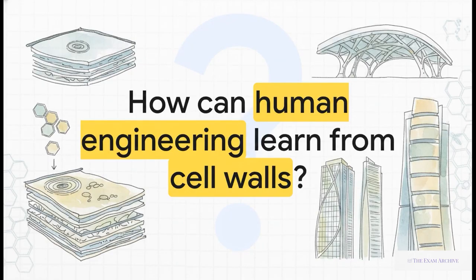As we wrap up this explainer, I really want to leave you with this provocative thought. How might human architecture and engineering learn from the dynamic, microscopic, laminated defenses of the cell wall? Think about it. From self-assembling mortars to multi-layered flexible to rigid laminations that allow for both growth and permanent strength, nature has been perfecting structural engineering for literally billions of years.